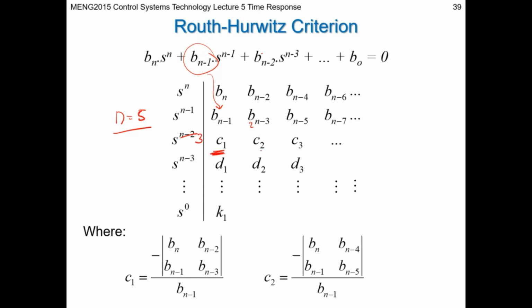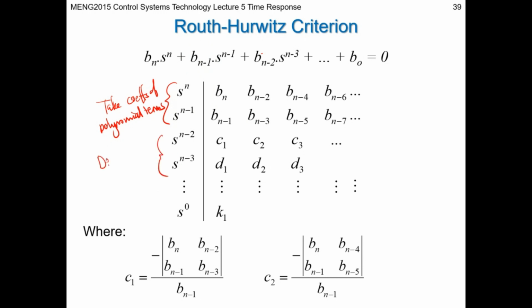But now, when we get to the third row, we do it differently. Notice these are C1, C2, C3, so we don't keep taking the coefficients, you just do that for the first two rows. Right? These ones take coefficients of polynomial terms. Once you get down to these rows, you use the determinant of 2 by 2 matrices to get terms.